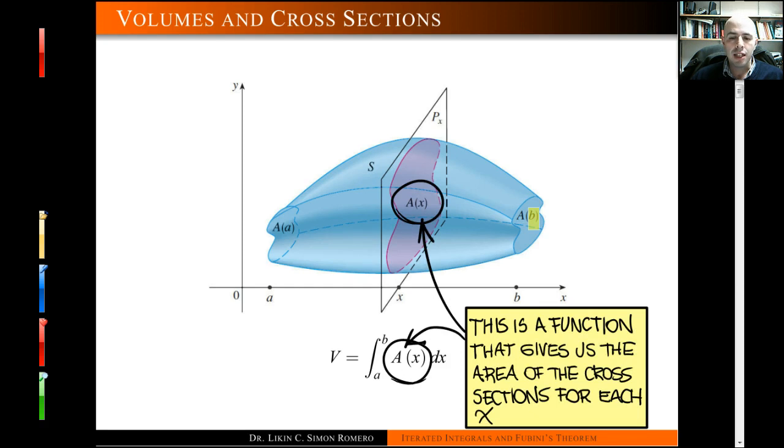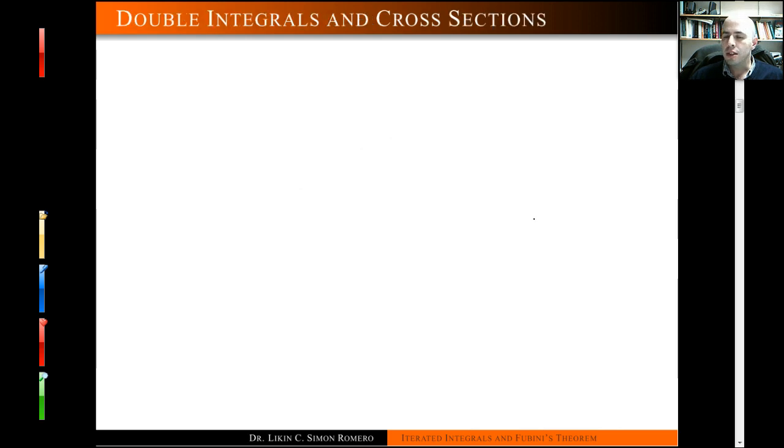So notice that A of x is a function that gives us the area of the cross sections for each x. So if we can find a formula for the area of the cross sections, then when we integrate that, it will give us the volume. So that's what we're going to do here in our case.